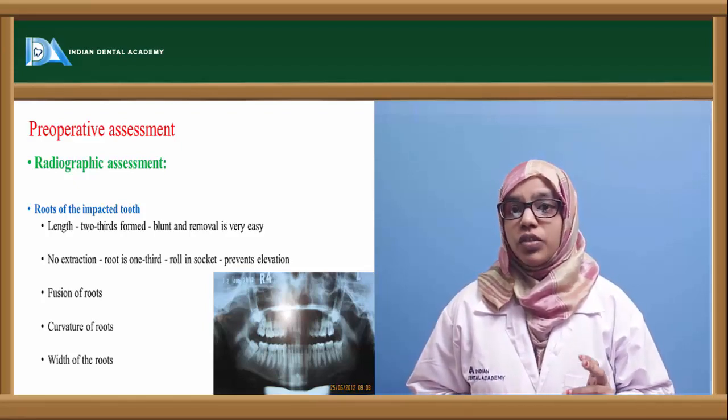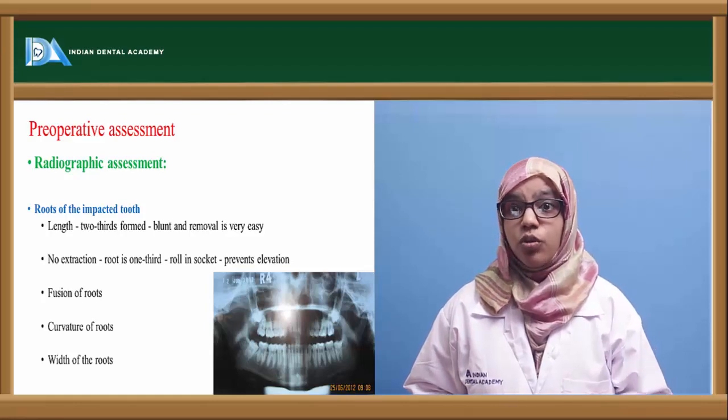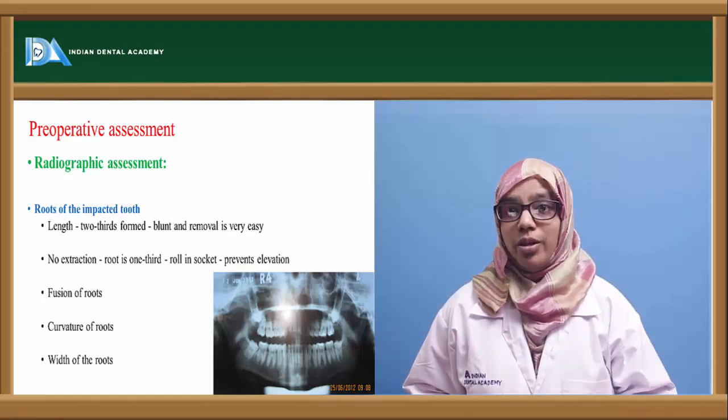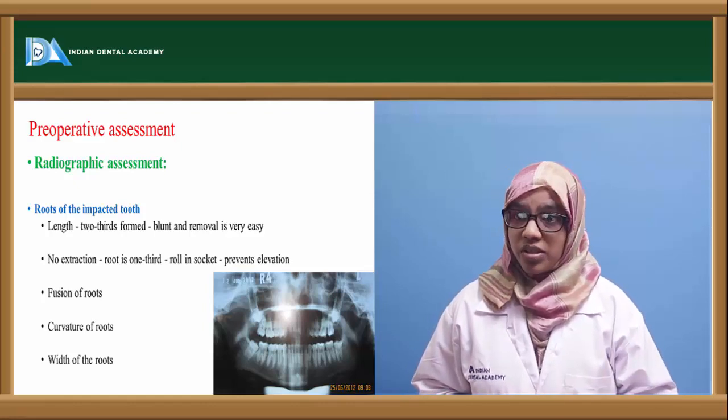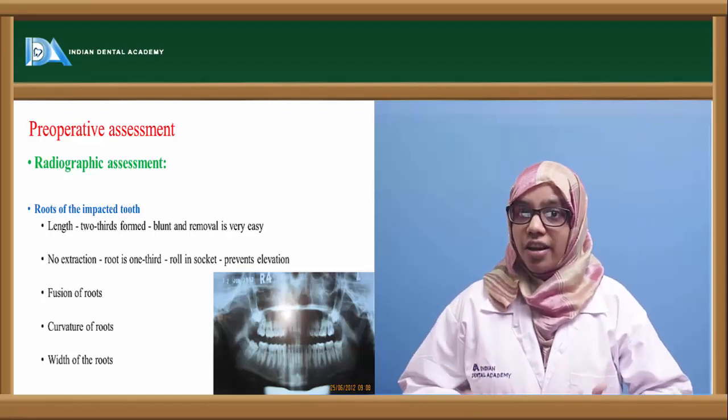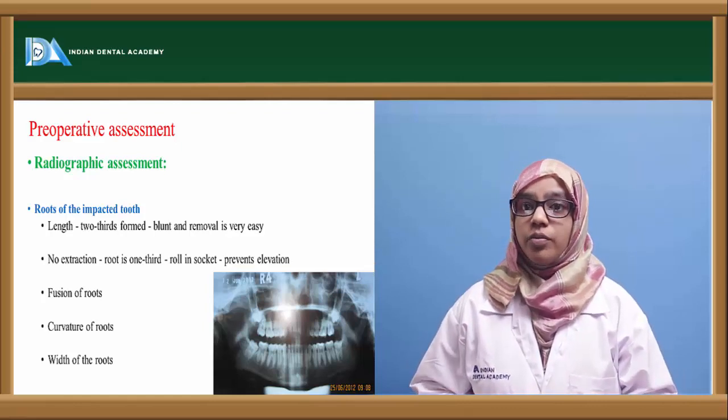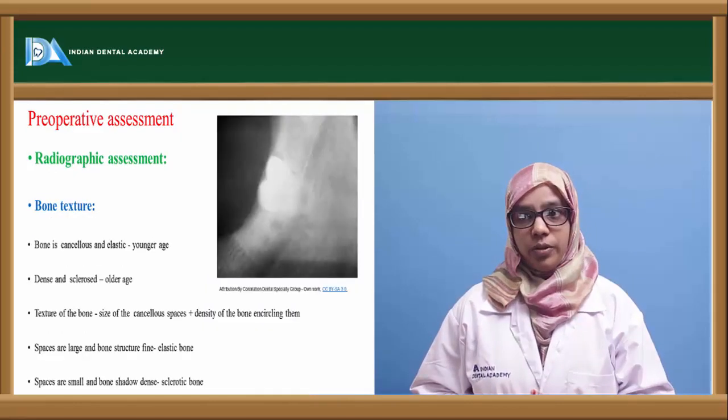Then you also have to see whether the roots are dilacerated, whether the roots are fused or not, or whether the roots are bulbous. If it is dilacerated, the extraction is difficult. If the roots are bulbous, the extraction is difficult. If the root is conical also, then the extraction is difficult because you might fracture the apical one-third.